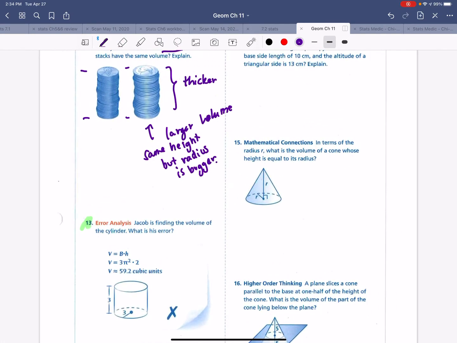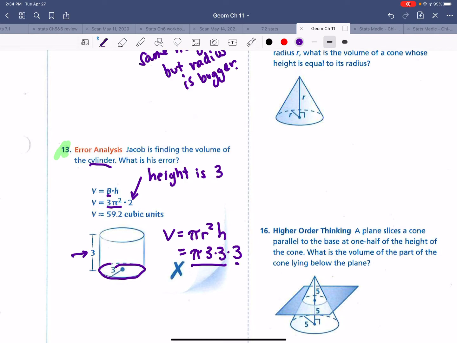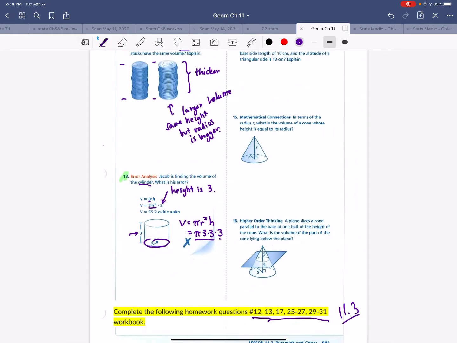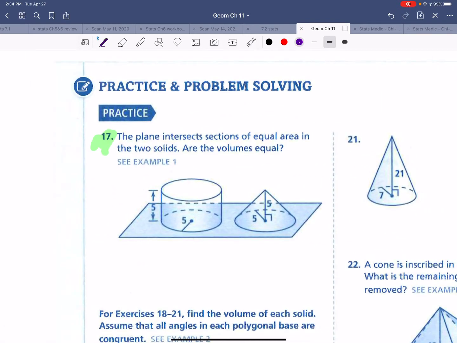13. Jacob is finding the volume of a cylinder. What did he do wrong? Okay, so how would we do this? Well, the area of the base times however high you'd stack that circle. So the base, I like that, right? Uh-oh, where'd that 2 come from? Our height is 3. Cool.